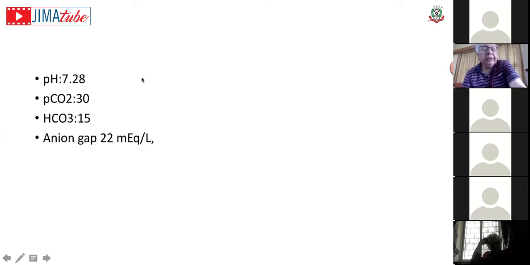And this patient's anion gap is given to you. So this is this patient's anion gap. This is pH. This is PCO2. So what do you think is going on in this patient?